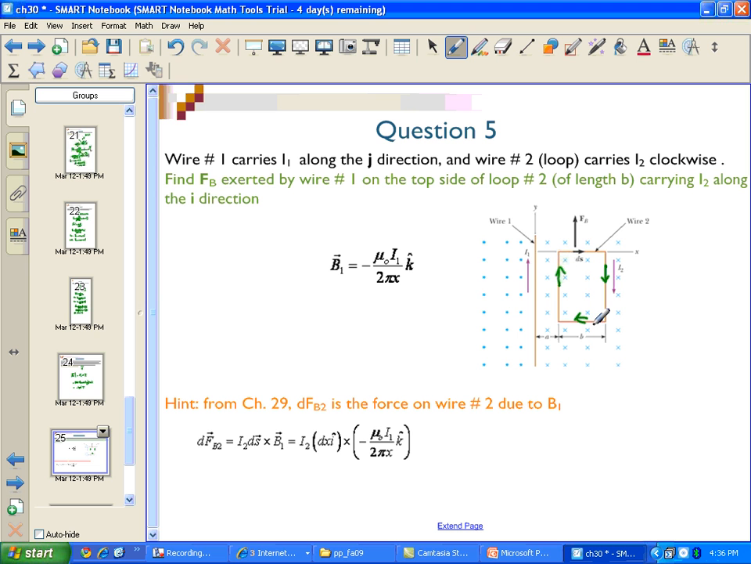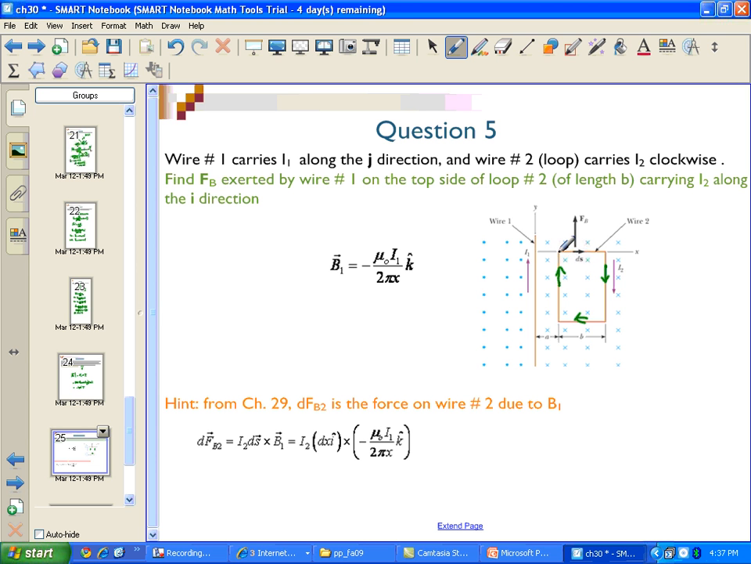Well, the first thing that we note is that because wire 1 carries the current, it produces a magnetic field. On the right side of wire 1, you can see that the magnetic field points in. On the left side, it comes out. Now, we don't care about what is happening on the left side of wire 1 because the loop, the thing for which we are calculating the magnetic force, is only on the right side.